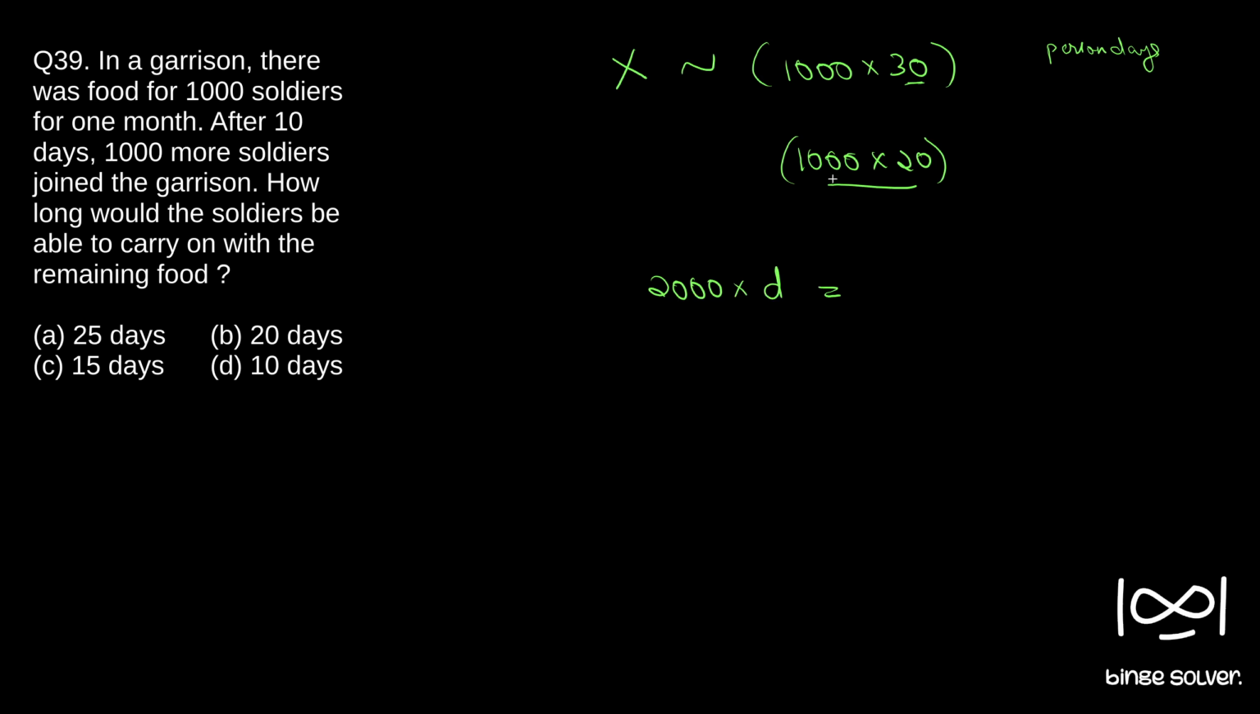So we know that after 10 days, 1,000 into 20 is the person days of food that is left. So D becomes 10. The answer is 10 more days these 2,000 people can be fed. So D is the correct answer, 10 days. This is the solution to question 39.